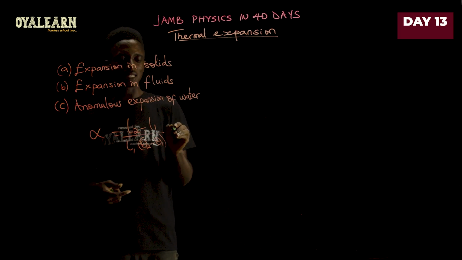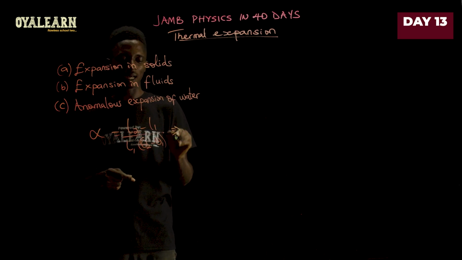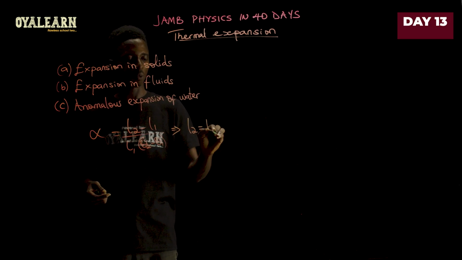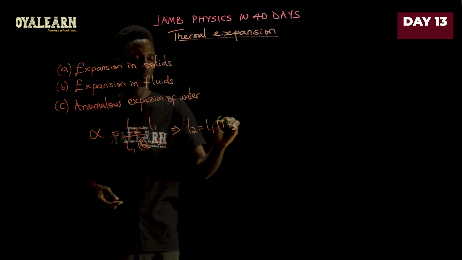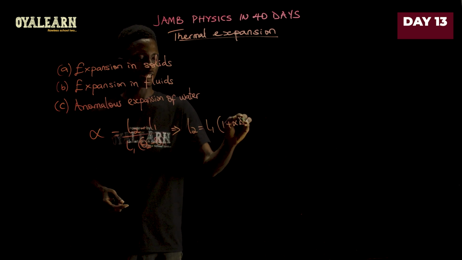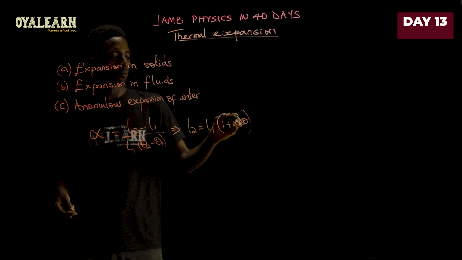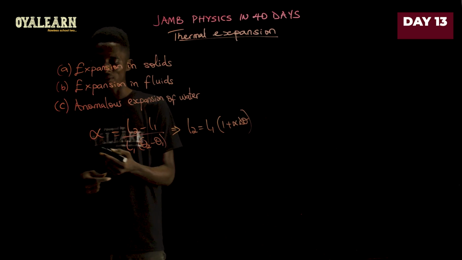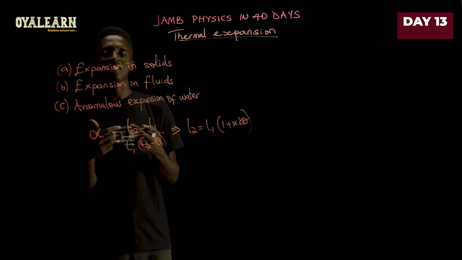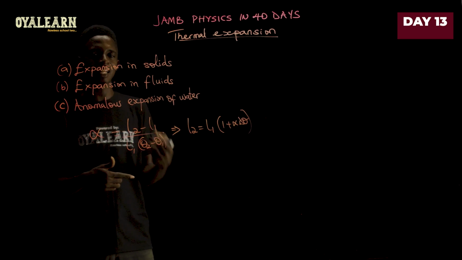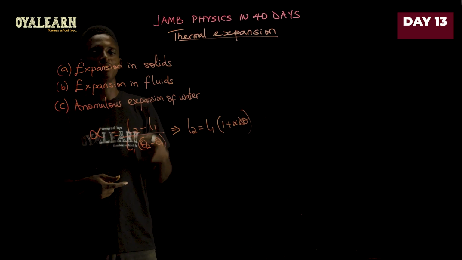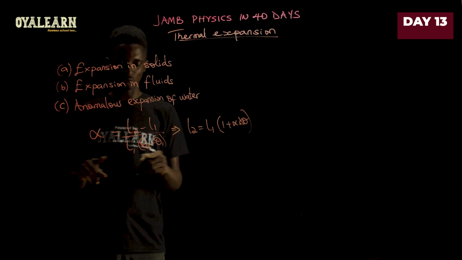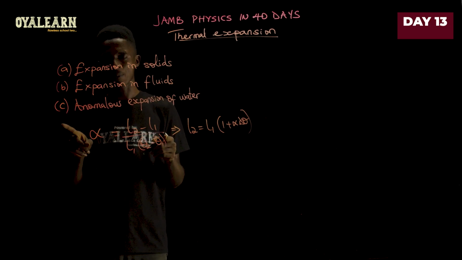And of course, from this equation we can also rewrite it and say L2 equals L1 into bracket 1 plus alpha change in temperature. So these two equations work when you are dealing with linear expansivity. And linear expansivity is actually defined as the change in length per unit length per degree rise in temperature. And that's what leads to this equation that you see here.